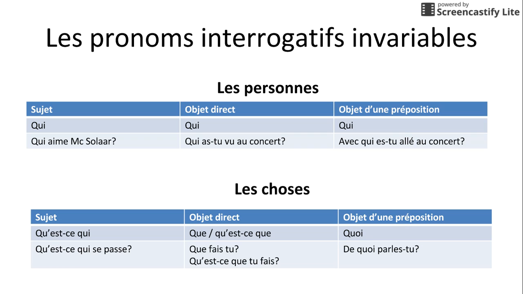And when we're asking about a thing, and it is the object after a preposition, then we're going to use quoi. De quoi parles-tu? What are you talking about?